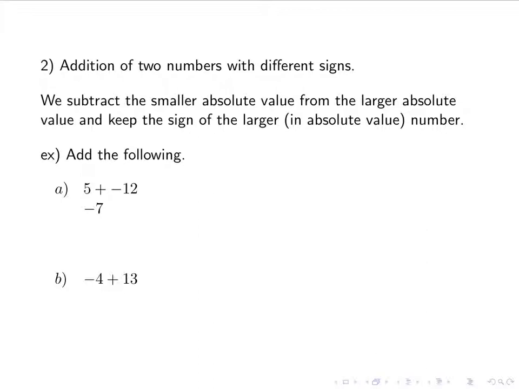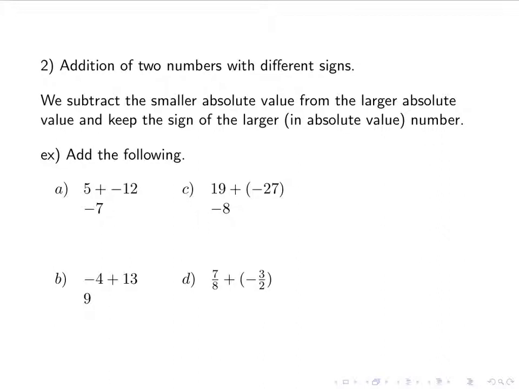For B, I have negative 4 plus 13. Again, they're different signs, so I'm going to subtract 4 from 13 to get 9. And then my answer is positive 9 because the positive 13 is bigger than the negative 4. So my answer is positive 9. For C, I have 19 plus negative 27. So again, I'm going to subtract in the absolute values. So 27 minus 19 is 8. The larger number is negative, so my answer is negative 8.